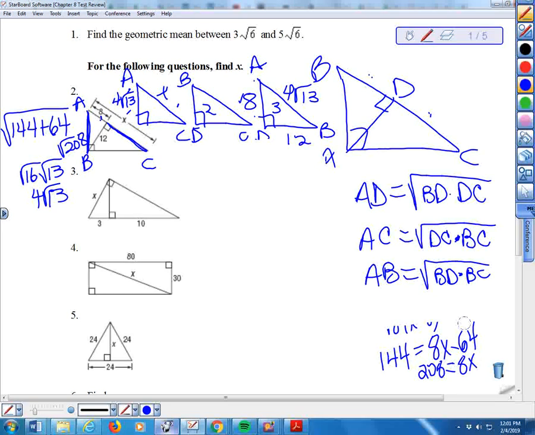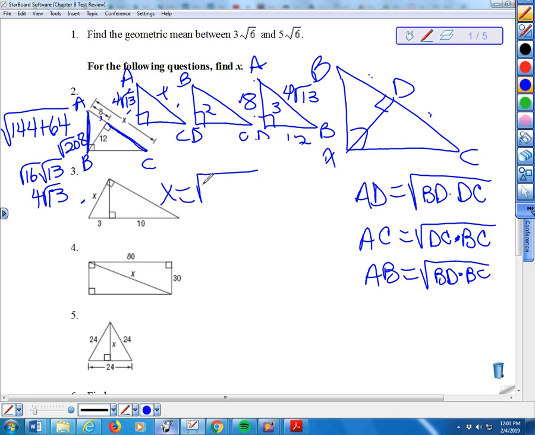I'm going to leave those up. Next question deals with the leg and not the altitude. So I'm going to use these. The leg, x, is the geometric mean between the side closest to it and the whole length. That's it. Can't simplify 39. So it's much easier to remember if you know the formulas. Go back and review them if you don't know them by tomorrow. Questions on that?